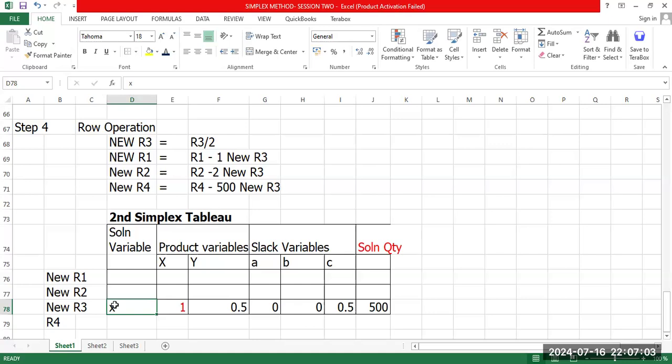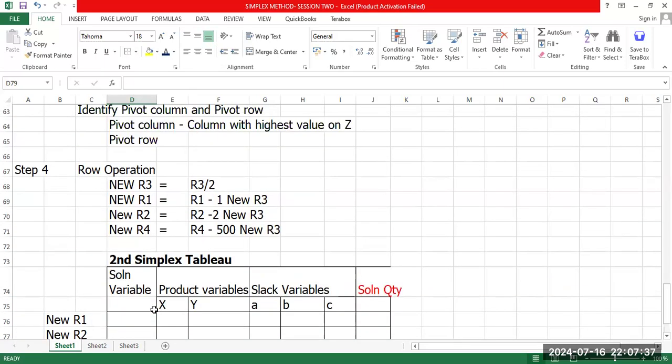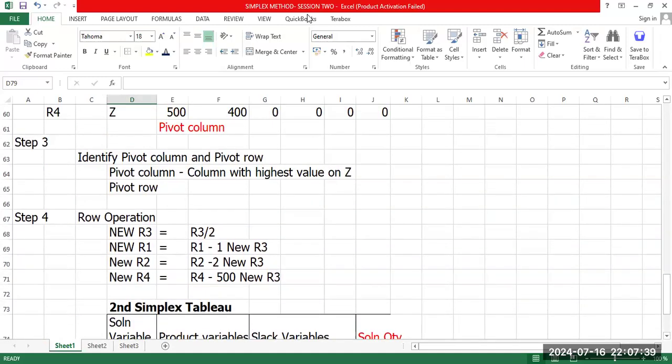Every time you apply a formula and you see that the product variable is changing to 1, then change the solution variable that was here to a product variable. But you do that once. We change once. We don't expect you to be having another x here. Once you write x here, that is all. I hope that one is clear. We proceed. Is it clear? Yes, it's clear.